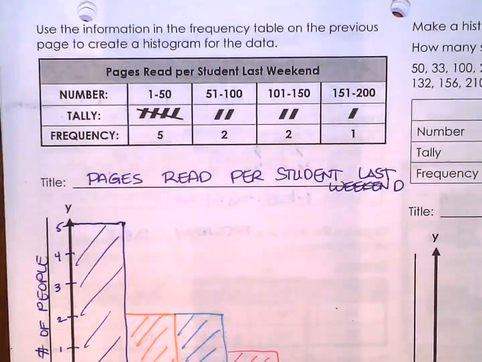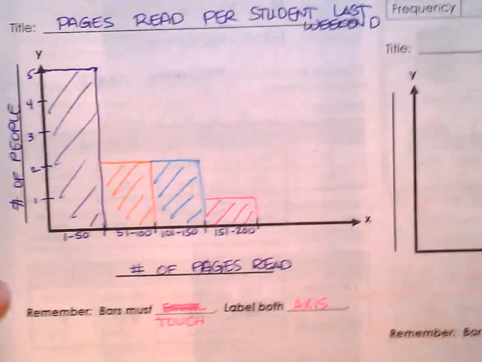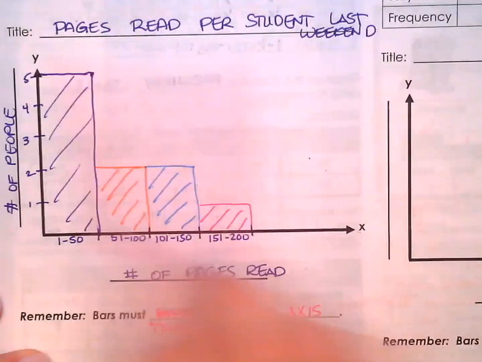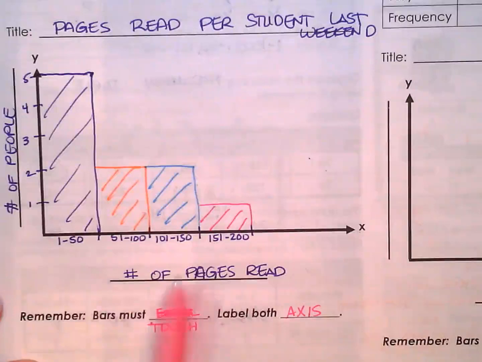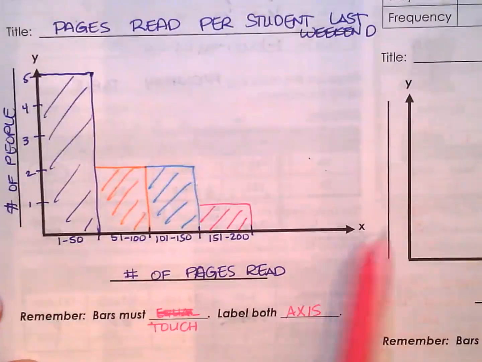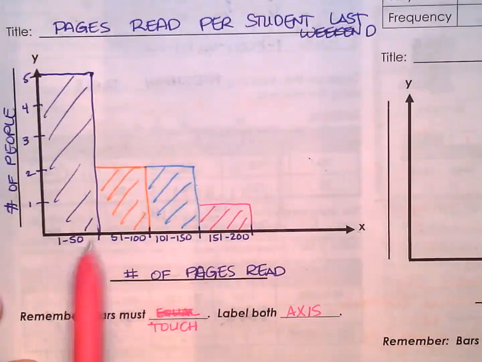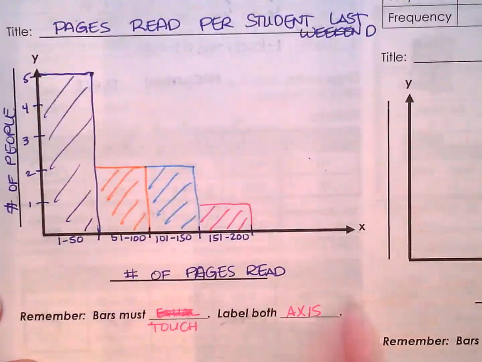Remember that the bars must be equal in length, and must touch. Let's go with that. And label both axes. Oh, I'm sorry, guys. I totally lost track of where the page was. So let's look at that one more time. Here's the title of your histogram. The number of people is going on the y-axis, and the number of pages read represents the x-axis. These little intervals at the bottom represent the groupings that we did in our frequency table above. And then all I did was draw out my bars to reflect the frequencies that we collected. And again, remember that the bars must touch and to label both axes.